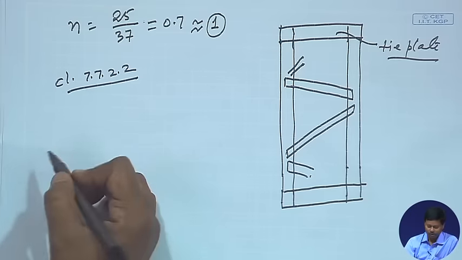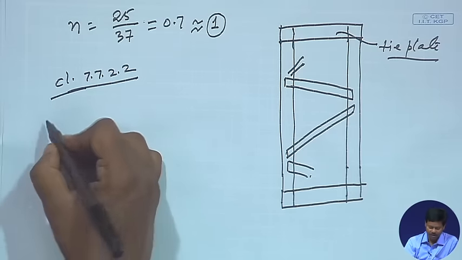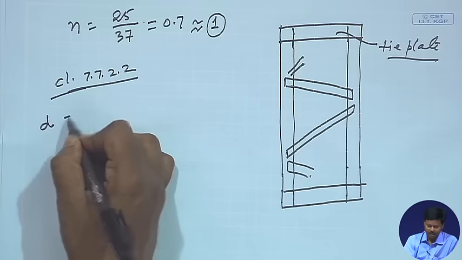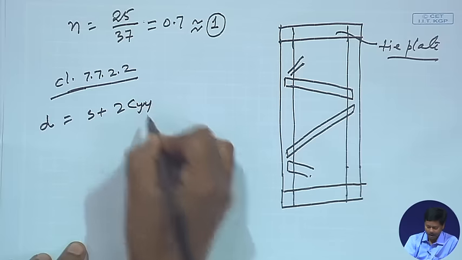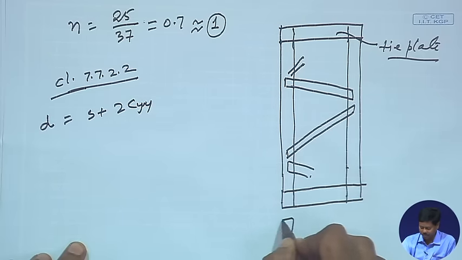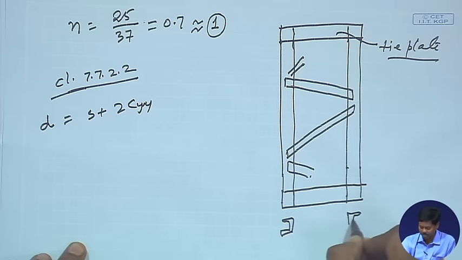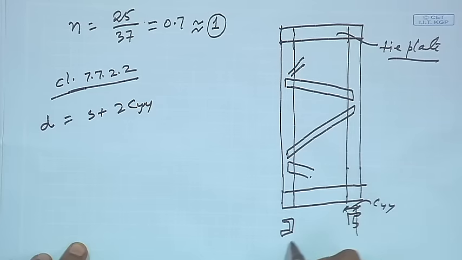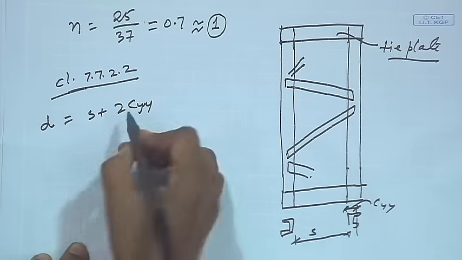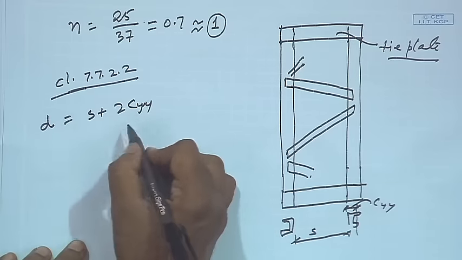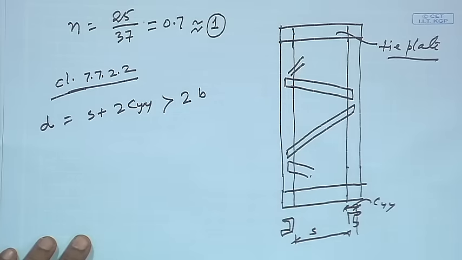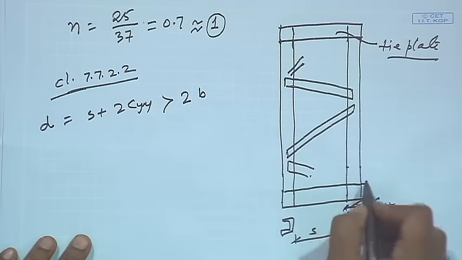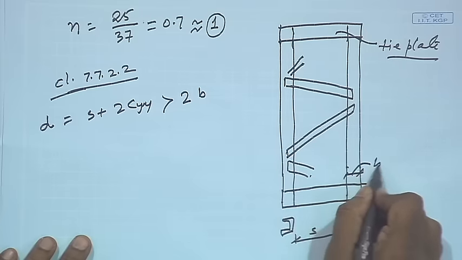So, as per this codal provision, the mean effective depth D can be found as S plus 2 CYY, where if we consider such channel sections back to back for this case, then this is CYY, somewhere here, and this is S. So, the effective depth will be this one, and it should be greater than 2 into B, where B is the flange width, means whatever width we are getting, this flange width is called B.